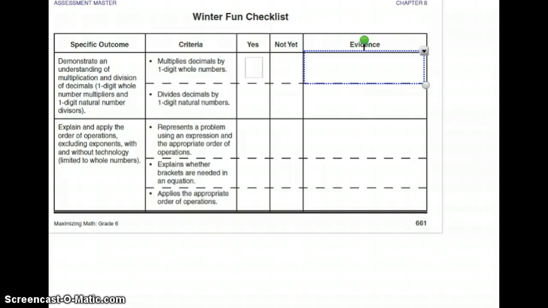In this example, I'm going to use the first criteria at the top, where you're asked to multiply decimals by 1-digit whole numbers. I'll either say yes, I've met this, or not yet. Not yet indicates that you will get it, but you haven't yet. So in this example, I'm going to say yes, I have achieved that, and my evidence will simply be an example specific from the question.